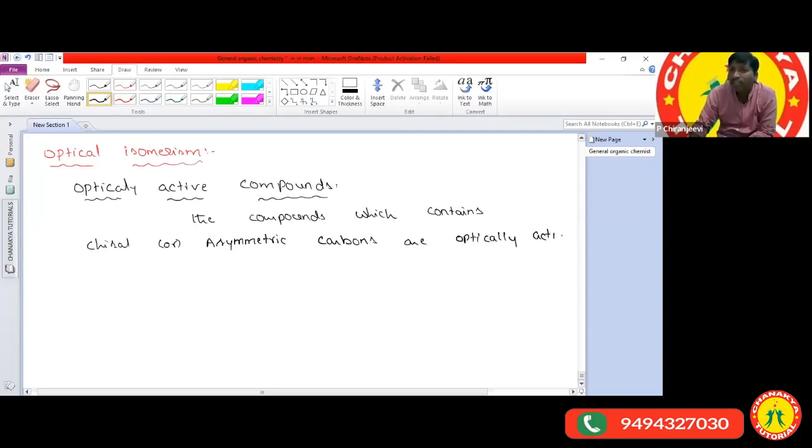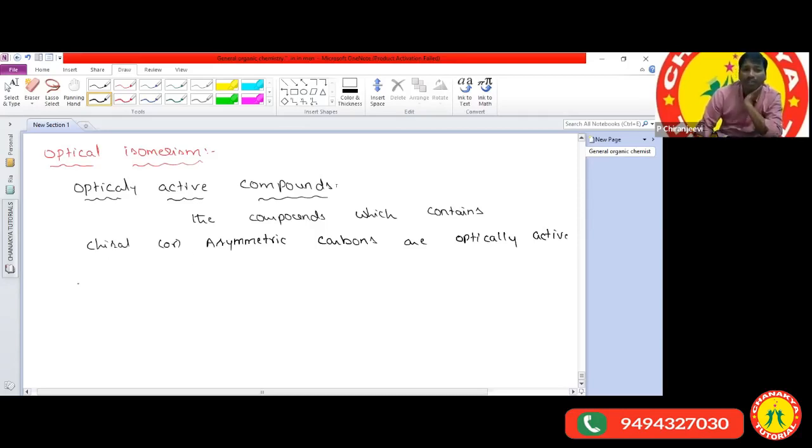Half of the chapter on haloalkanes and haloarenes is optical isomerism, the SN1 reaction and so on: what is the stereochemistry of the SN1 reaction and what is the stereochemistry of the SN2 reaction. Okay, optically active compound. Right.